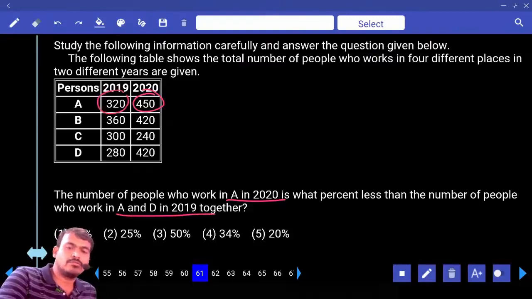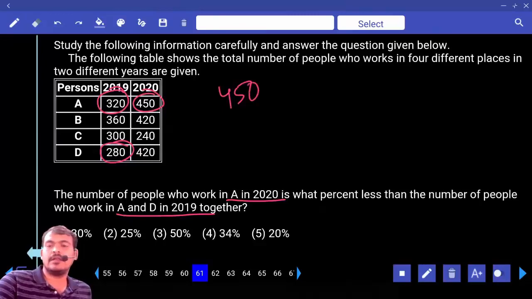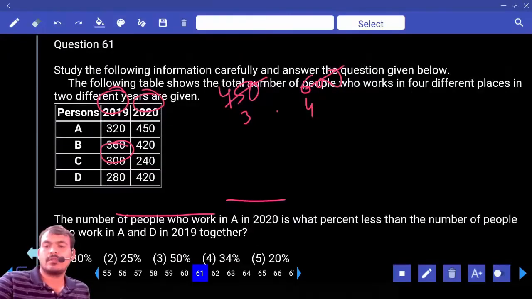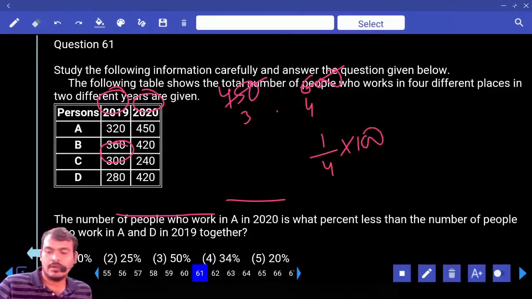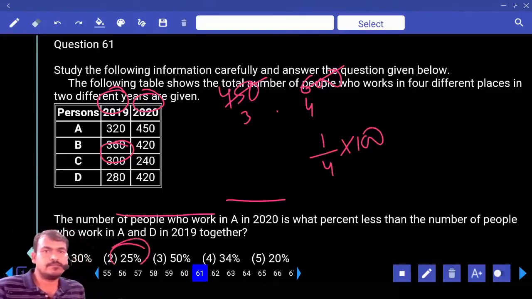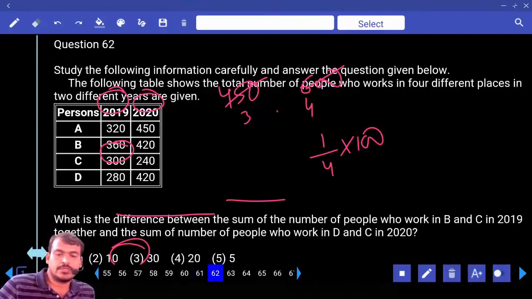Is what percent less than the A and D together in 2019? What is the A value in 2019? 320. D value 280. Total 600. 450 and 600. What is the ratio? 3:4. How many parts are less? One part. 1 upon 4 means 25%. Less or more? Less. Which option? Second one. Next is 62.